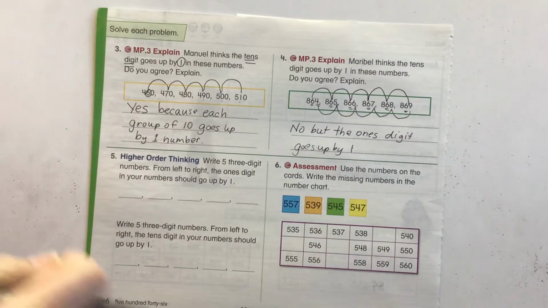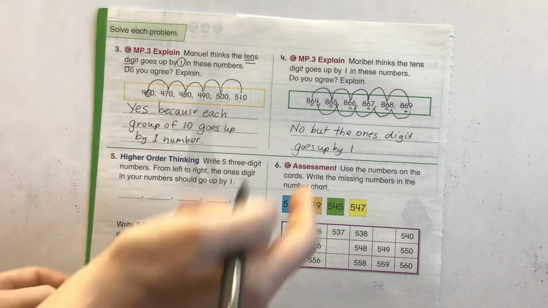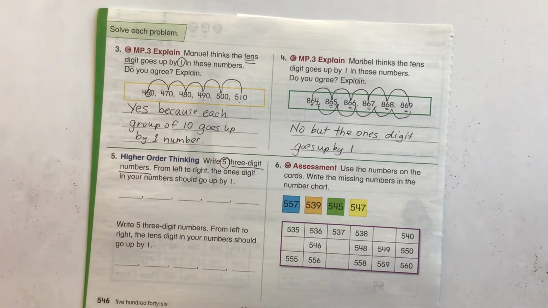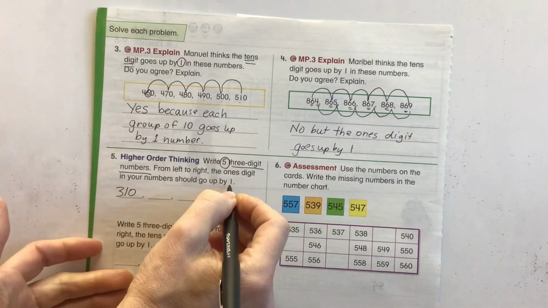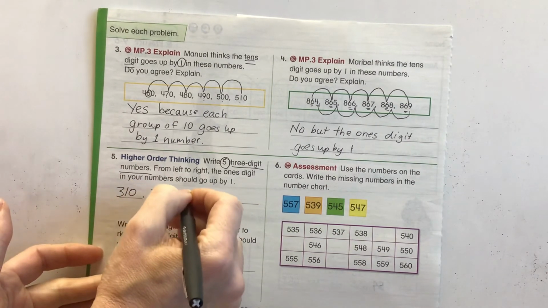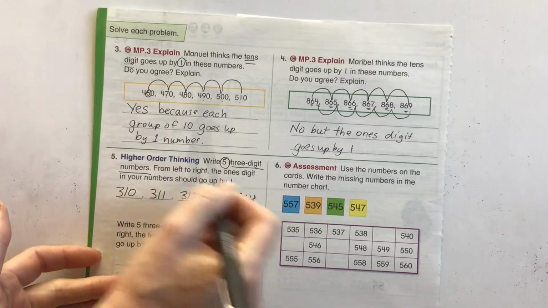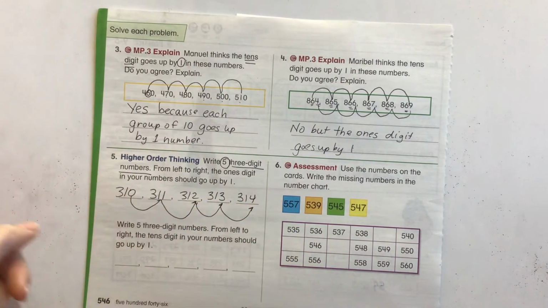Okay, let's take a look here at our higher order thinking. And you can do kind of whatever you would like to. Write 5 3-digit numbers from left to right. The ones digit in your numbers should go up by 1. So we choose any number. I'm going to do 310. And the ones digit is going to go up by 1. So 310, 311, 312, 313, 314. Plus 1, plus 1, plus 1, plus 1.